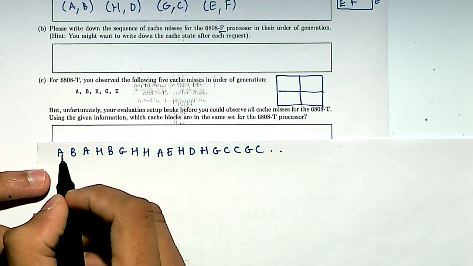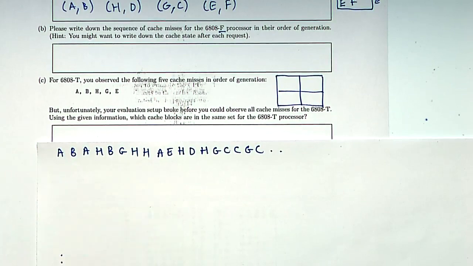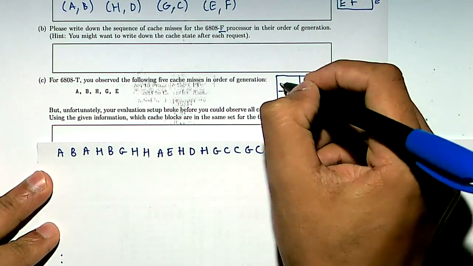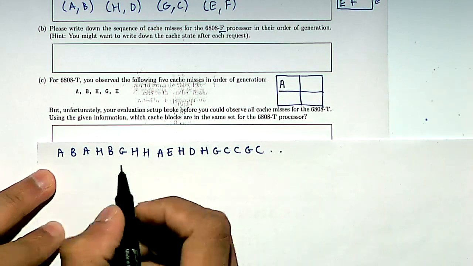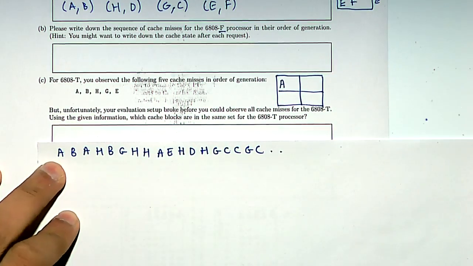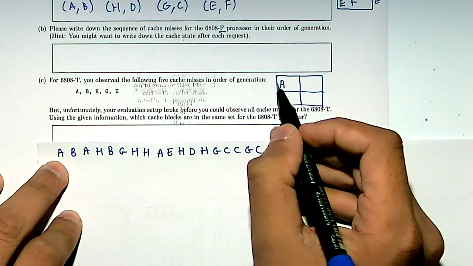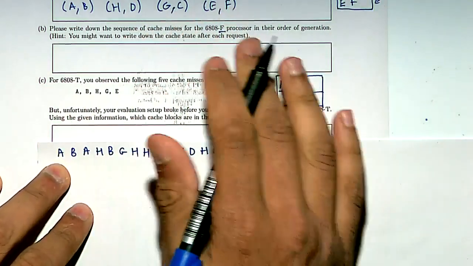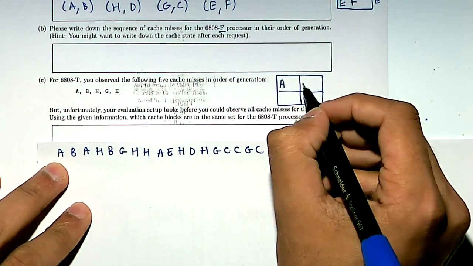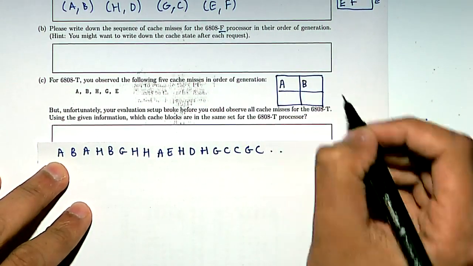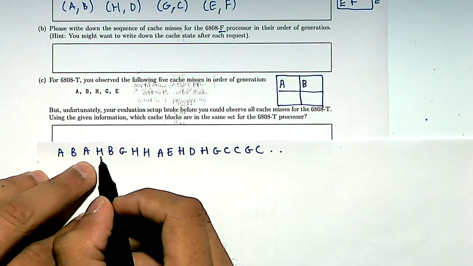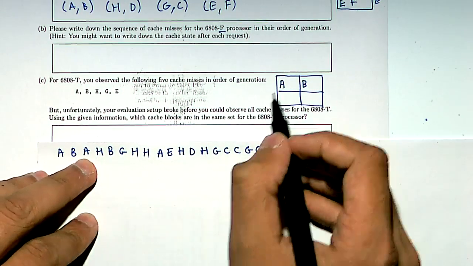So the first program request is A, and A is going to be brought into one of these sets. We just assume the first one. So A happens. Then B. Ordinarily we wouldn't really know which set B should go to, but because of the information from part A of this problem, we know that B should go to the same set. So B will be mapped in here, since it's a two-way set associative cache. Then we have an access to A again, which is going to be a hit.